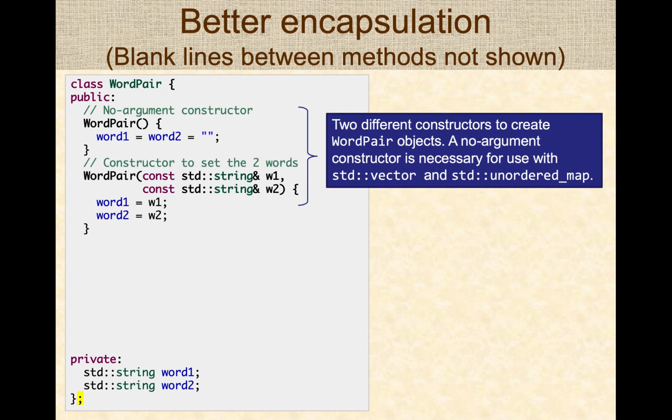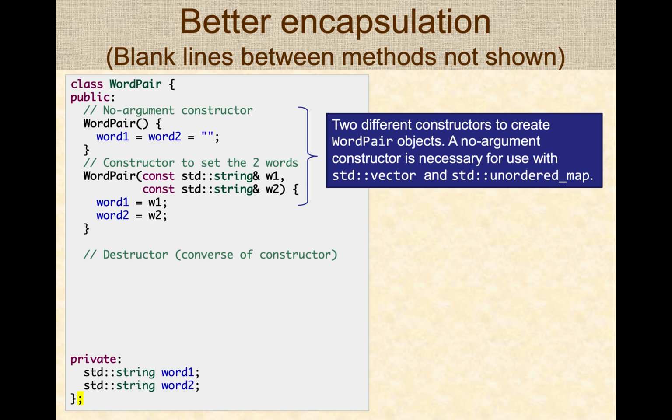Oftentimes, you may provide multiple constructors to initialize the instance variables. Here we have two different constructors. And keep in mind, it's always a good idea to have a no argument constructor so that it's convenient to use your classes with standard containers like vector and unordered map.